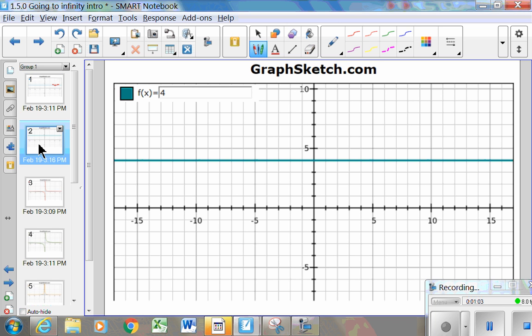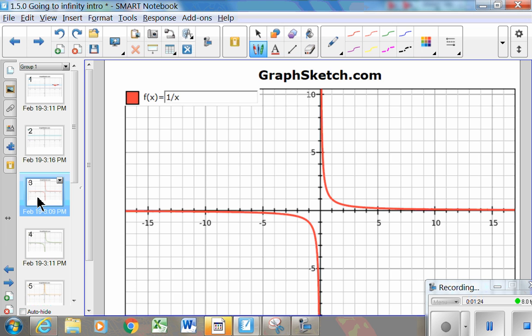And if you change that to graph y equals 4, f of x equals 4, the limit at infinity is going to be 4. So graphing constants is actually a pretty key thing that we have to look at in calculus because the constant doesn't change. And sometimes things not changing is as important as things that do change.